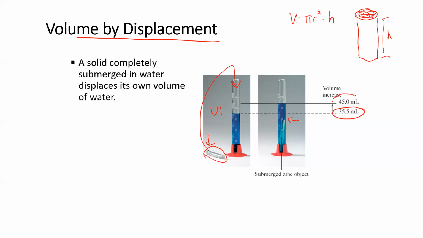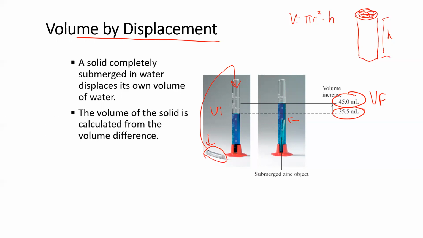But then once I submerge it, its volume is going to displace the liquid and raise it. So then I get a new volume, which I'll call V final, and I can figure out the volume of this cylinder by subtraction, right? Just by the difference. My delta V, which is my V final minus V initial, will give me the volume of this cylinder. Now, if I line these up, I'm going to get 9.5.